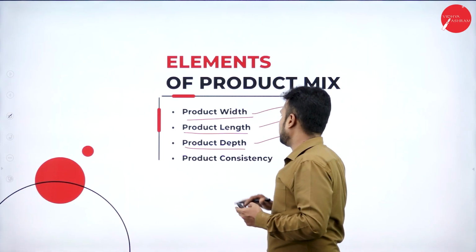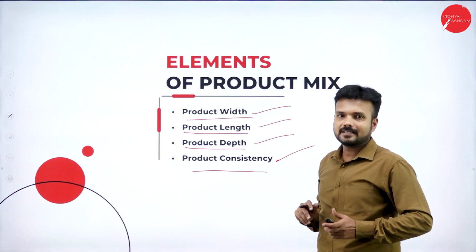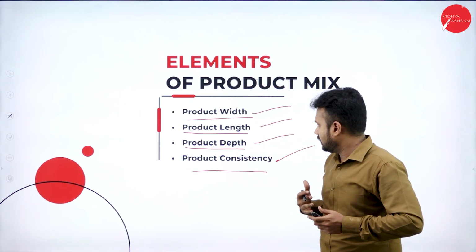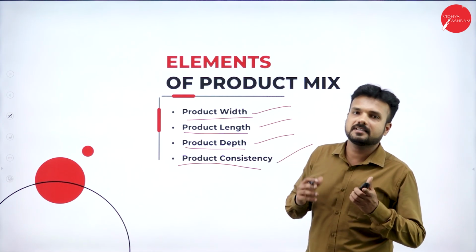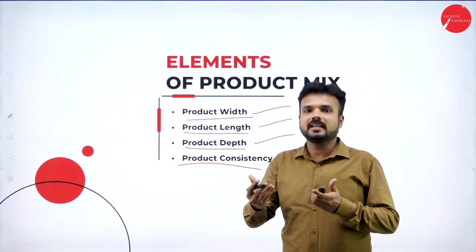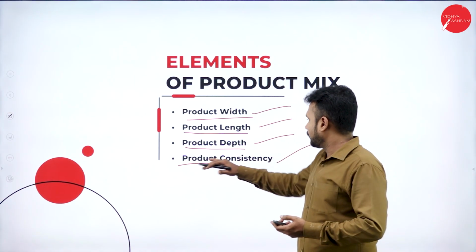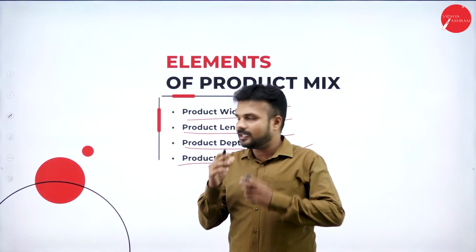Product consistency. Product consistency is nothing but the degree of similarity within the same brand of products; that we call product consistency. It is the degree of consistency, that is, similarity among the different kinds of products in a single brand. There are consistent products in a particular brand.